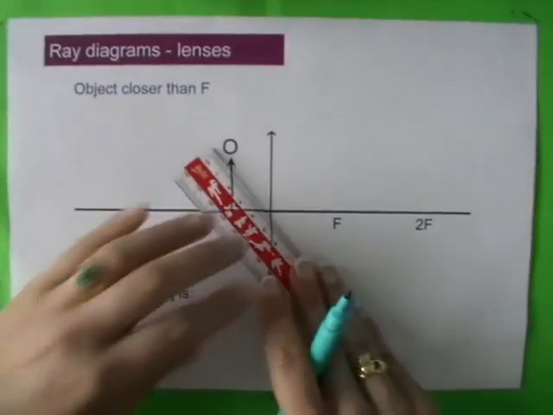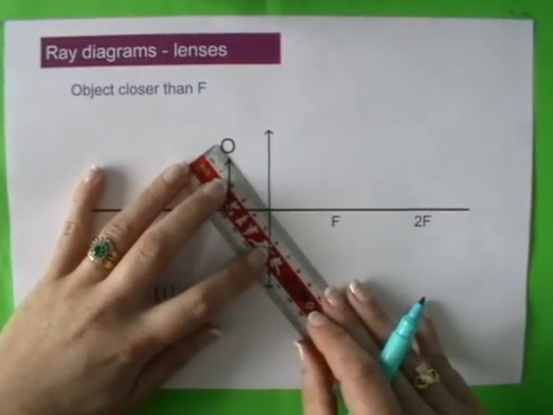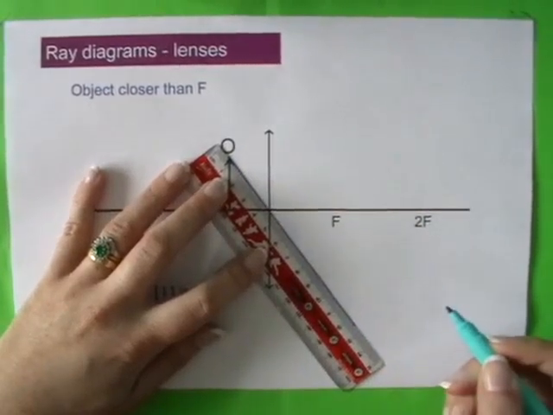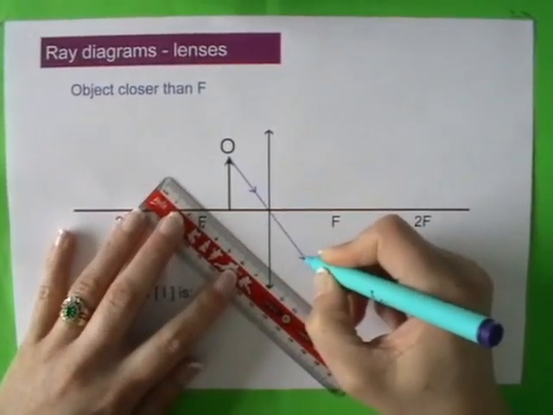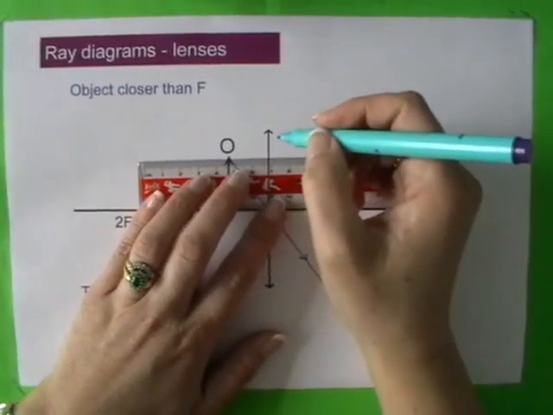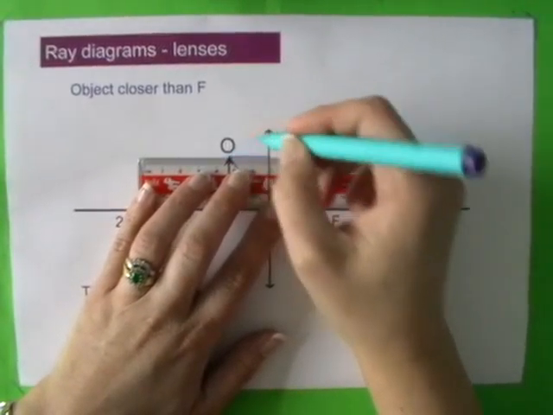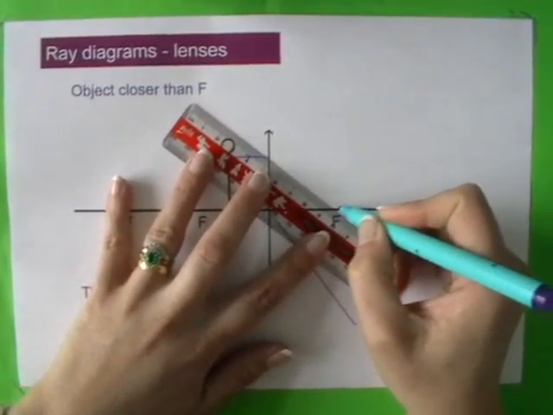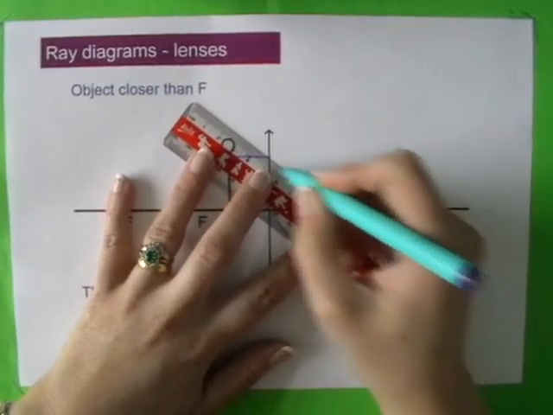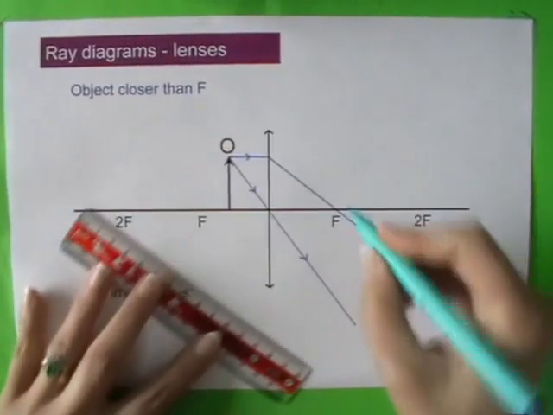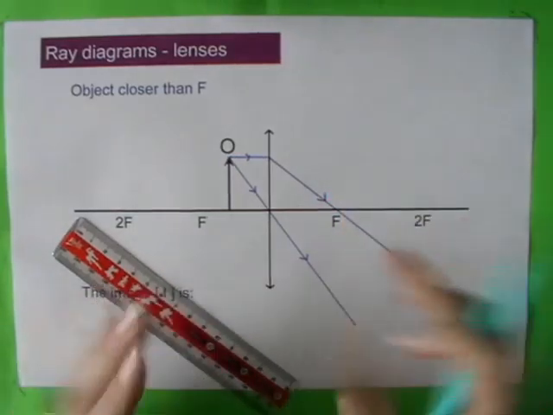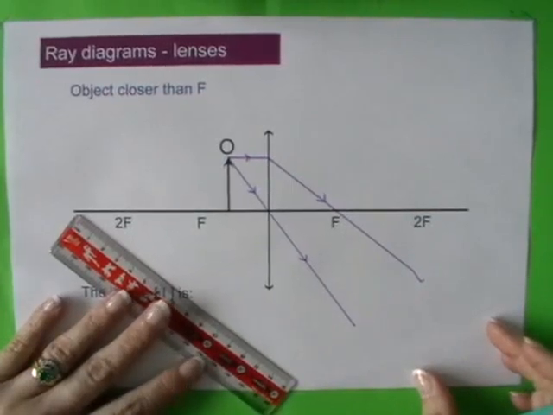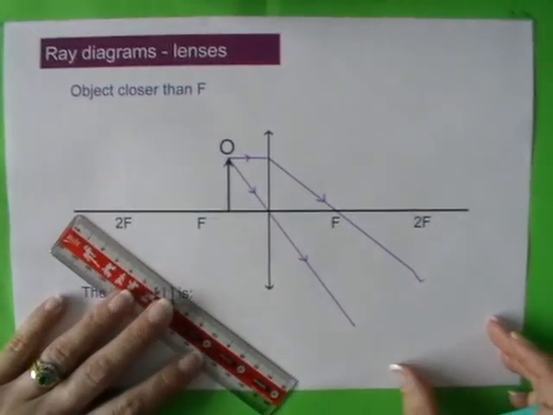Now, how do we know this is going to be the case? Well, we draw a ray from the point of the object through the centre of the lens and out the other side. And then if we draw the one that's parallel to the principal axis and through the principal focus f, we will find that we have diverging rays. In other words, they're moving apart. So no matter how long we continue these rays, they will never converge and meet to give us an image.